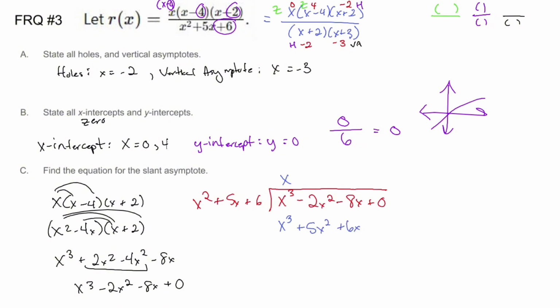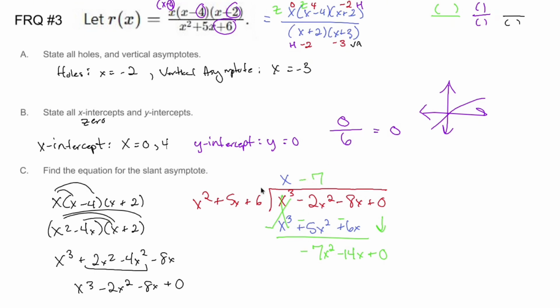Now you subtract that entire row, which means you flip the signs. So the x cubed will go away. Negative 2x squared minus 5x squared is negative 7x squared. Negative 8x minus 6x is negative 14x. Drop down the plus 0. Let me do it again. X squared times what is negative 7x squared? Negative 7. Now here, I can stop.